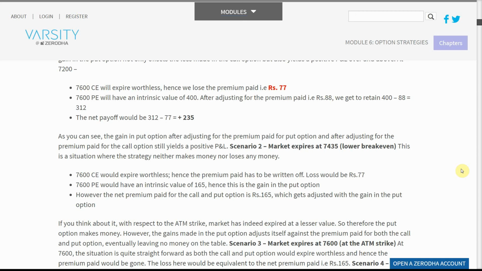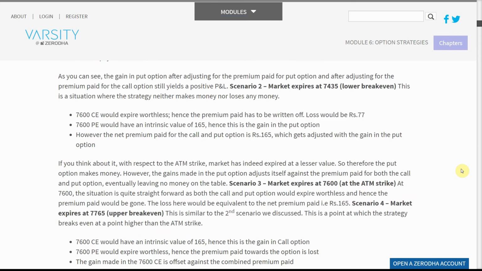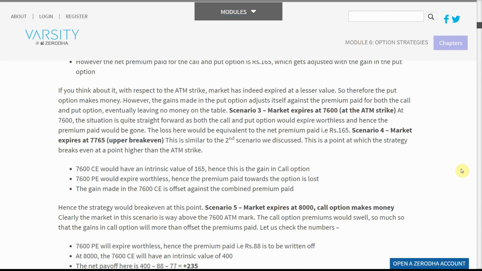However, the net premium paid for the call and put option is 165 rupees, which gets adjusted with the gain in the put option. If you think about it, with respect to the ATM strike, market has indeed expired at a lesser value, so therefore the put option makes money. However, the gains made in the put option adjust against the premium paid for both the call and put option, eventually leaving no money on the table.